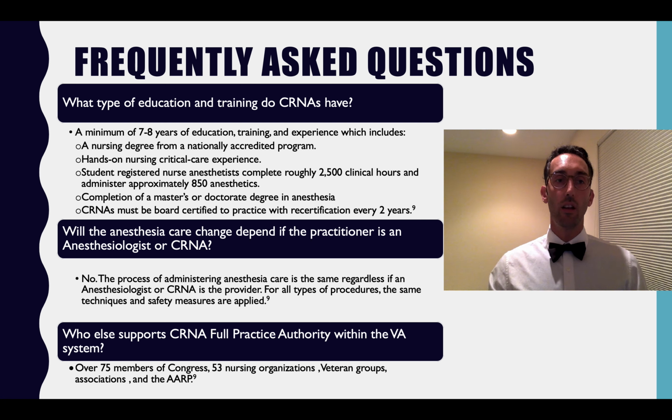Question number 3. What type of education and training do CRNAs have? Well, a minimum of about 7 to 8 years of education, training, and experience, which includes a nursing degree from a nationally accredited program, and hands-on critical care nursing experience. As a student registered nurse anesthetist, you complete about 2,500 clinical hours and administer approximately 850 anesthetics. Completion of a master's or doctorate degree in anesthesia. And finally, CRNAs must be board certified to practice, with recertification every 2 years.